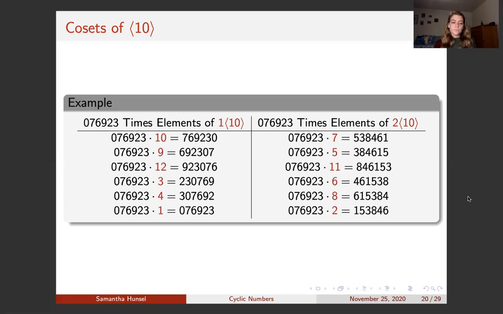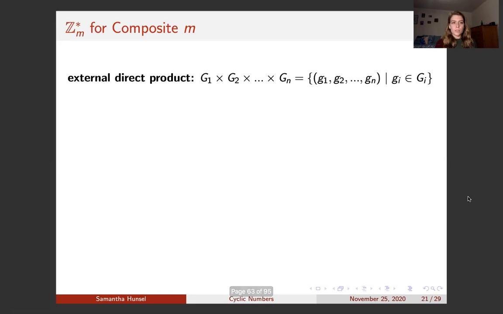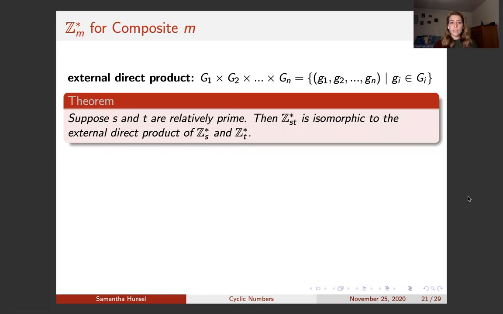So now we're going to go into Z star M for composite M, and something that will help us will be the external direct product of the groups, and it's more specifically a theorem. So suppose that S and T are relatively prime and that we look at Z star ST. We can say that it is isomorphic to the external direct product of Z star S and Z star T. And the mapping of the isomorphism is just taking the element mod ST and mapping it to the same element mod S and the same element mod T.